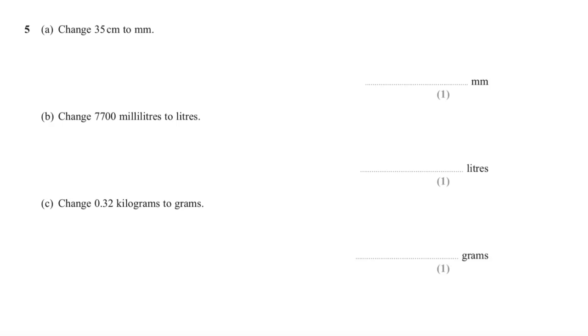Question 5a. Change 35 centimeters to millimeters. So if we know that 1 centimeter is equal to 10 millimeters, how do we convert 35 centimeters to millimeters? Well, to do that, you need to multiply 35 by 10. So 35 by 10 is 350 millimeters.